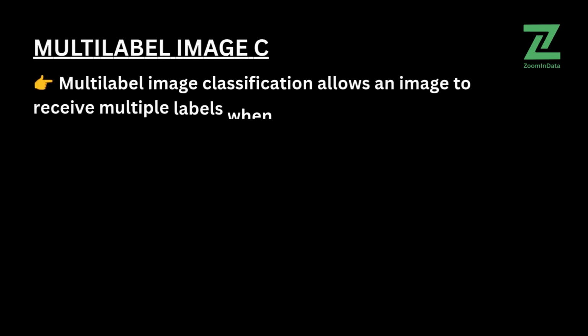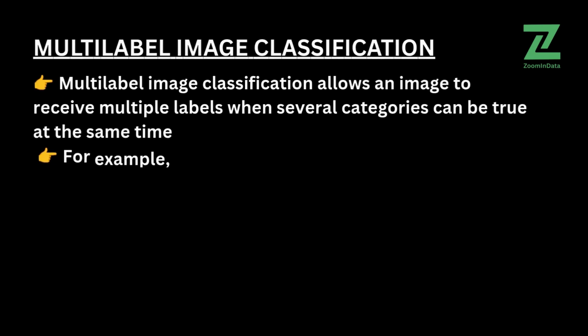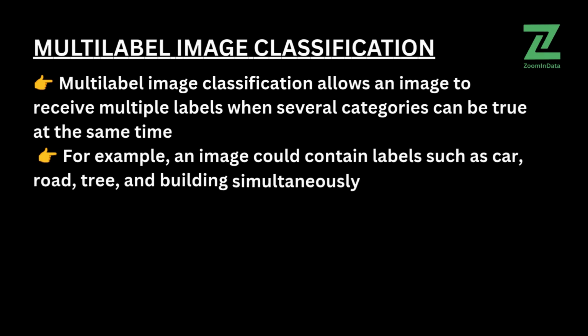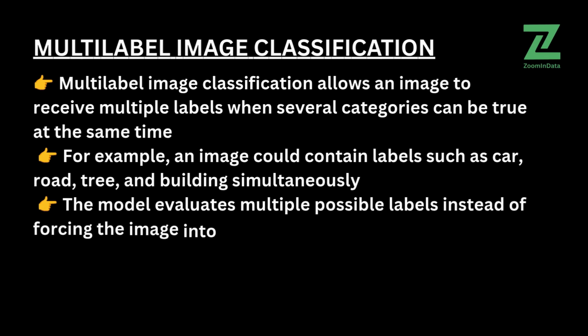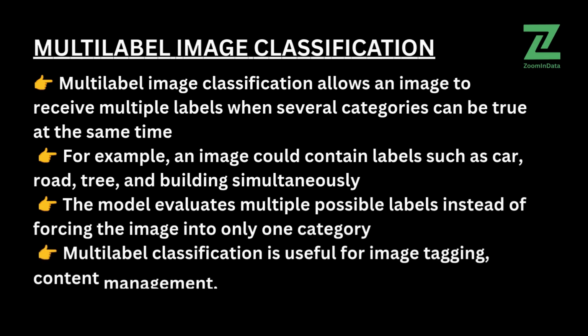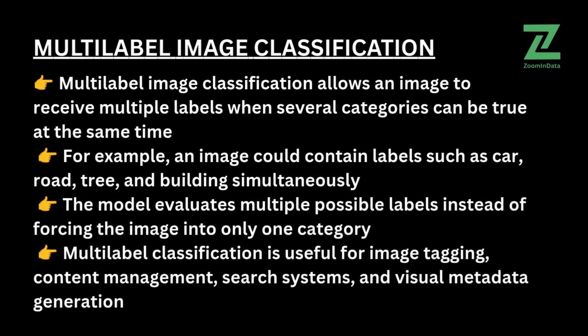Multilabel image classification allows an image to receive multiple labels when several categories can be true at the same time. For example, an image could contain labels such as car, road, tree, and building simultaneously. The model evaluates multiple possible labels instead of forcing the image into only one category. Multilabel classification is useful for image tagging, content management, search systems, and visual metadata generation.